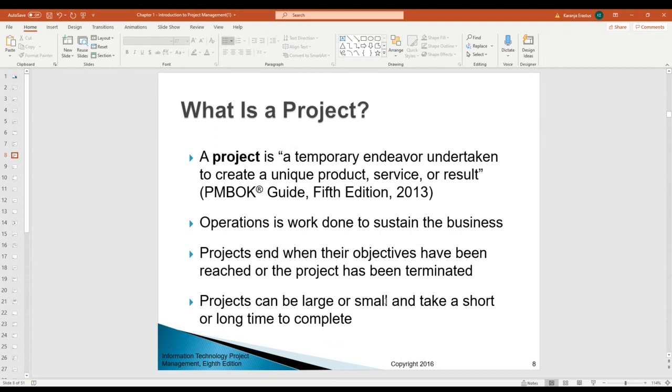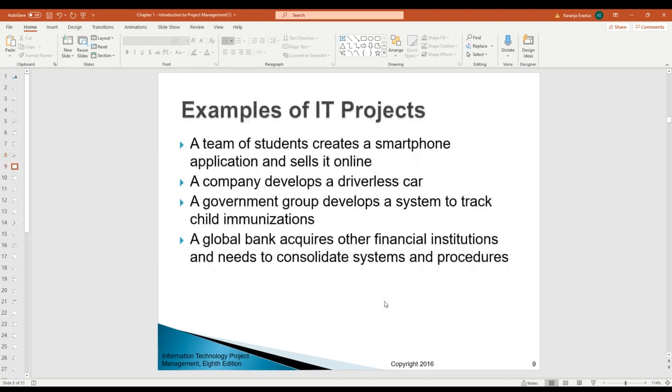Okay, so a project can be long or large, and it can take a long time to finish. We already did that. So these are some examples of projects, and some of you might have worked on them: a team of students creating a smartphone, a driverless car. There are companies working on the driverless car. I think they already finished that. Tesla.